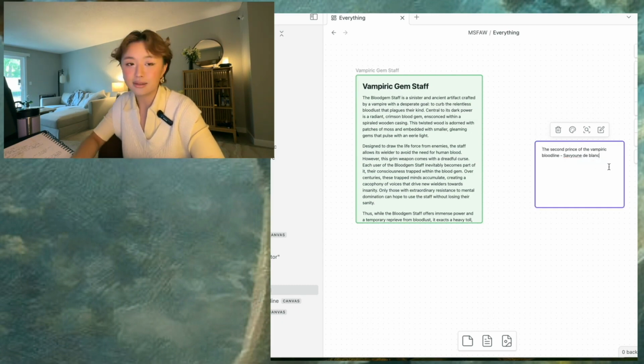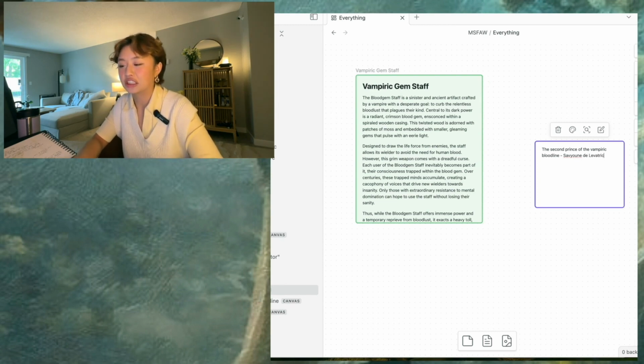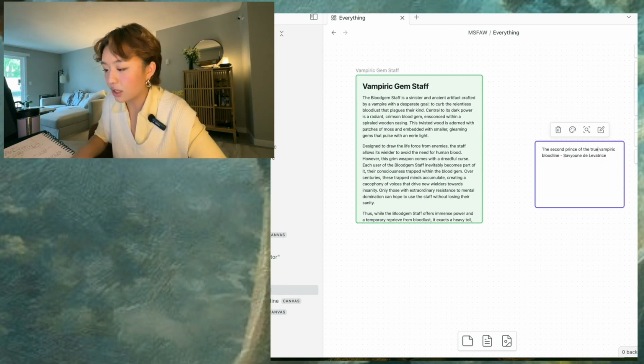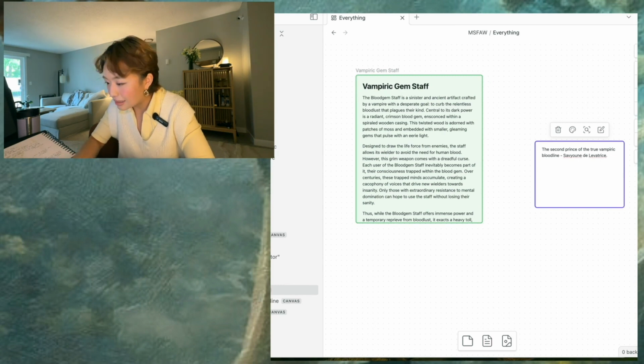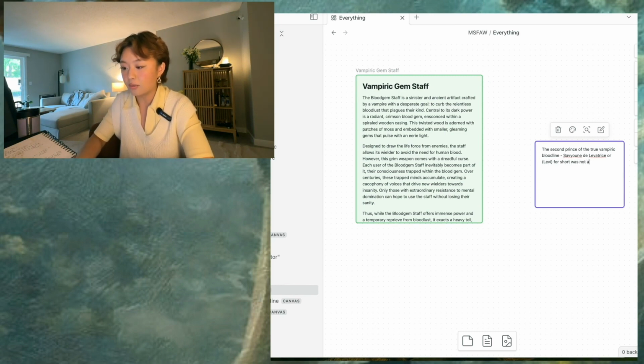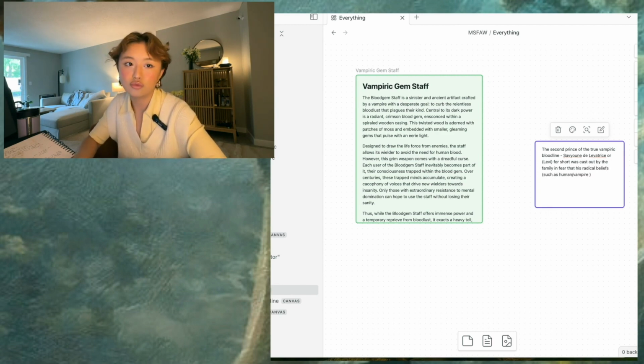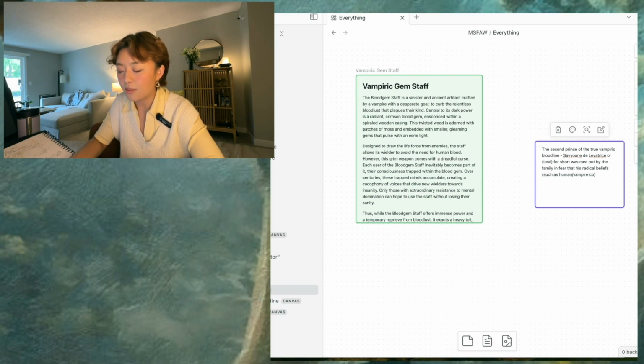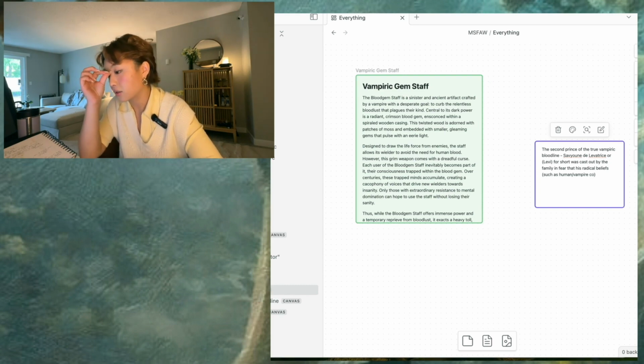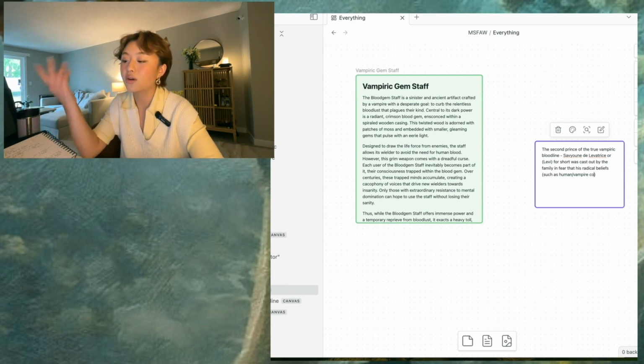Sounds like a wine. And no, that is very wine-ish. Savion de Levatrice. Let's just say the second prince of the true vampiric bloodline, Savion de Levatrice, or Levi for short, was cast out by the family in fear that his radical beliefs, such as human vampire collaboration, human vampire cohabitation, human vampire coexistence.